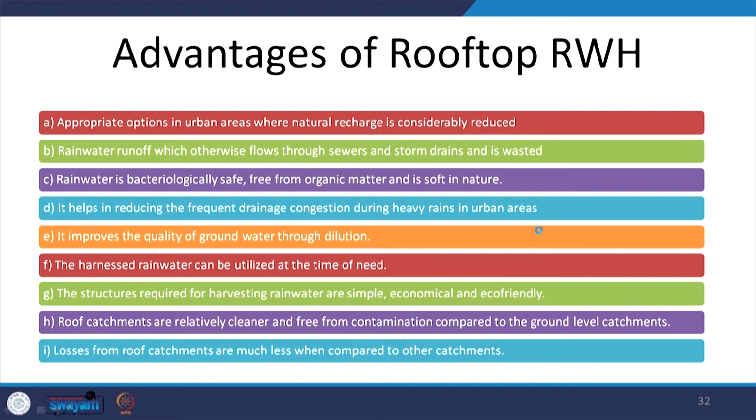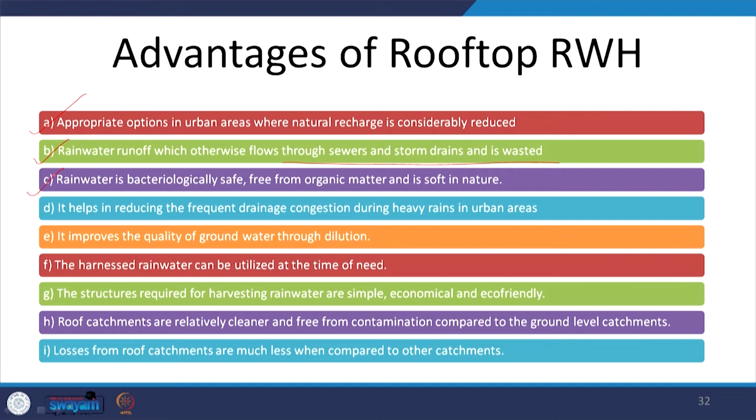Which are very commonly sensed. First one is the natural recharge in urban areas, which is considerably reduced. In such a scenario, the collection of rooftop rainwater will help us reduce the burden on the already strained resource of the underground. The next is we are reducing the surface runoff, which if we do not capture and use, will be running through the sewers and stormwater drains and will be wasted. It is not going to be utilized in any manner.